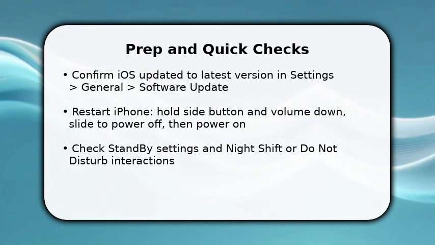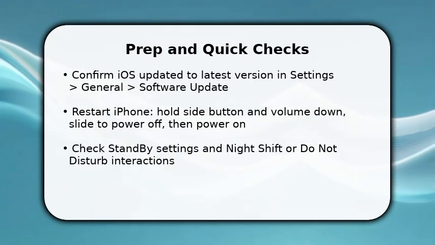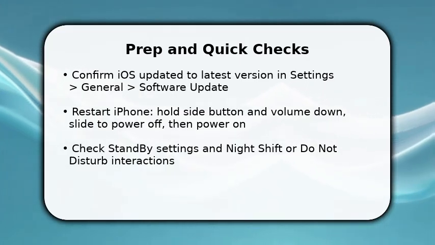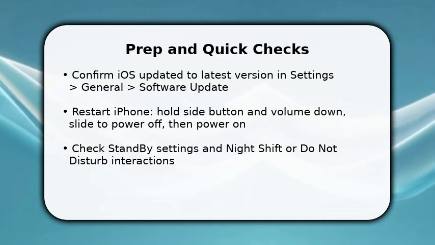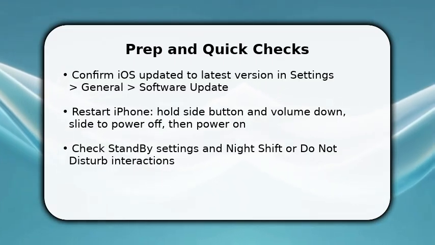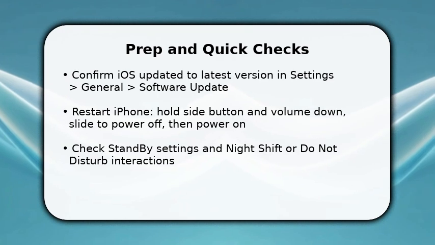Make sure brightness and auto lock aren't forcing the screen off prematurely. If auto lock is low, set it higher for testing. These quick checks remove common causes and prepare you for deeper troubleshooting.